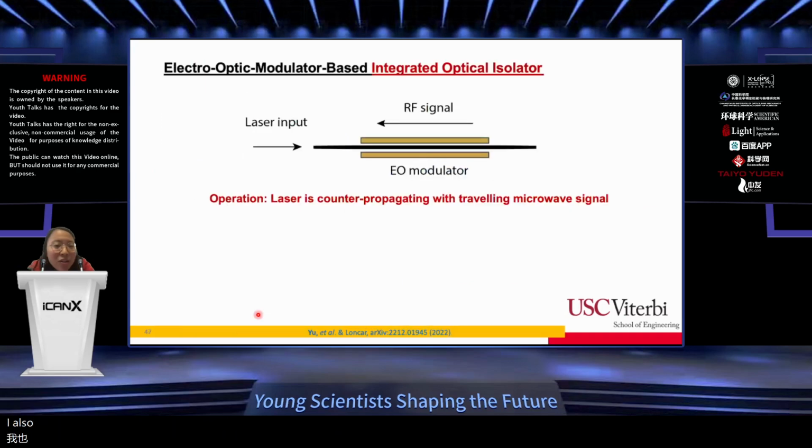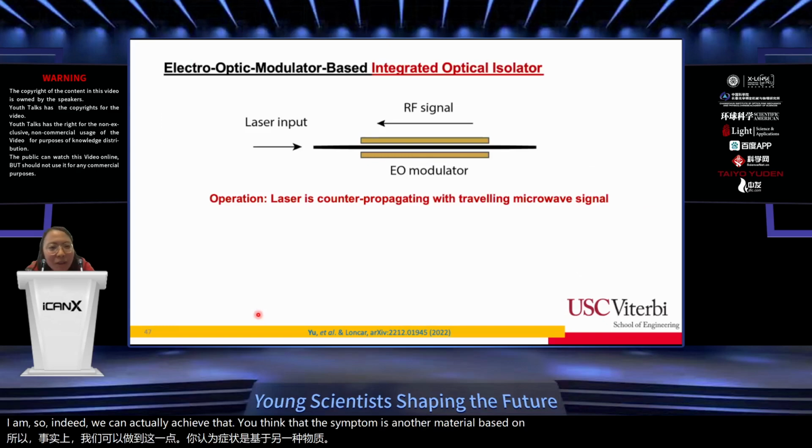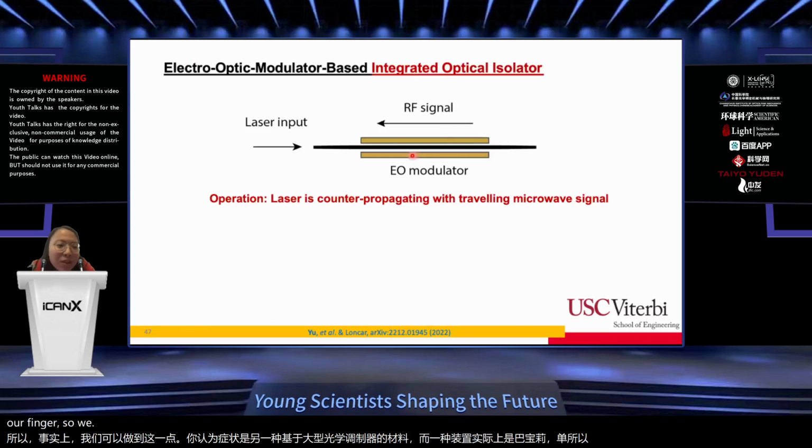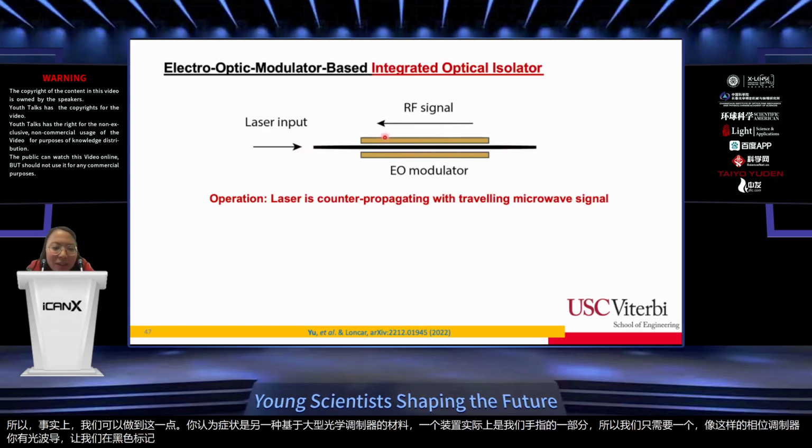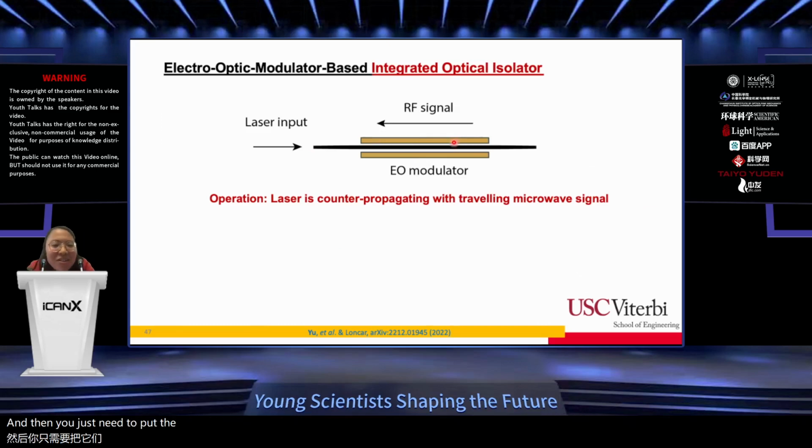Indeed, we can achieve it using the thin-film lithium niobate material based on an electro-optic modulator, and the device is actually very, very simple. We just need one phase modulator like this, where you have the optical waveguide labeled in the black line, and you have this yellow strip where you deliver your microwave signal. Then you just need to have the laser light counter-propagating with the traveling-wave microwave signal.